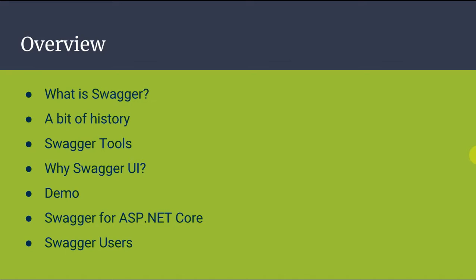So, I'll just go straight into the overview. First, what is Swagger? And then a bit of history about it. Then on to the different tools that it has. And since Swagger UI is the most commonly used tool among people, why is it better? And then a short demo. Along with the demo, I'll also be talking about Swagger in the context of ASP.NET Core. And finally, some users who have used Swagger.